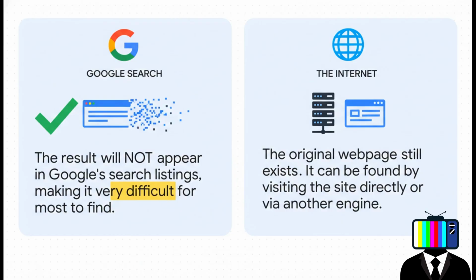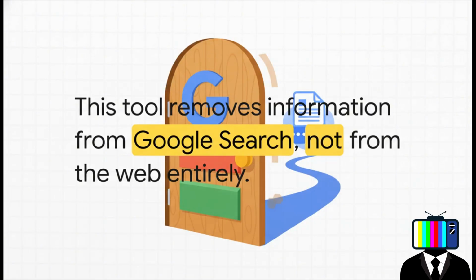But the building itself is still there. The original web page with your information still exists out there on the internet. So just to be super clear, this tool removes information from Google search, not from the entire web. And that's still a massive win for privacy, right? Because for most of us, if something isn't on Google, it might as well be invisible. But just remember, it's not a magic delete from the internet button.